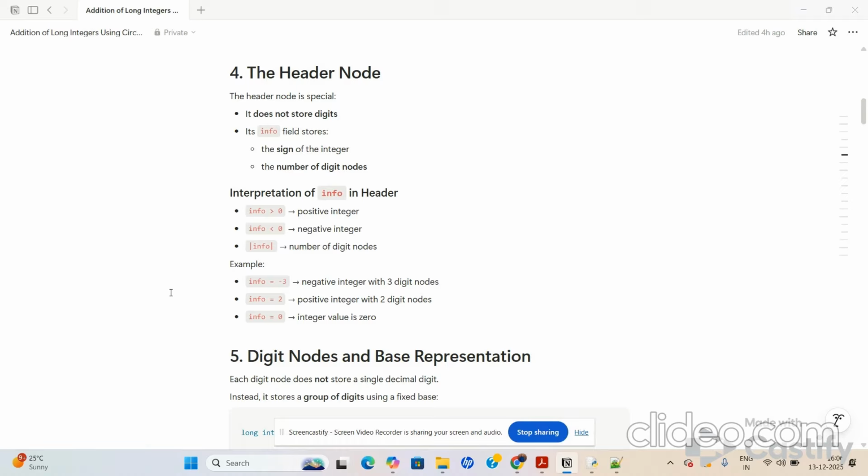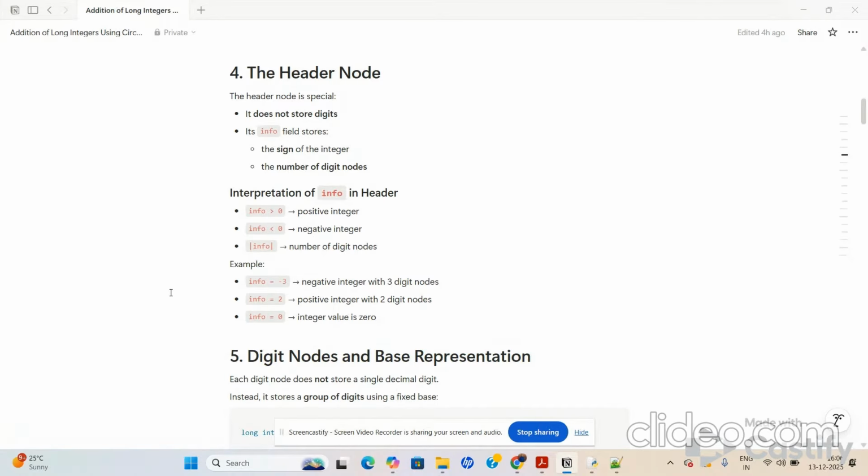For example, if the info field of your header node has -3, it indicates that the number is negative and is stored using 3 nodes. And if you have the info field as 2, that means it's a positive integer, and we used 2 nodes to represent the complete number.